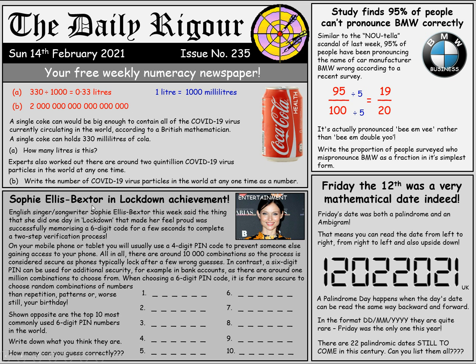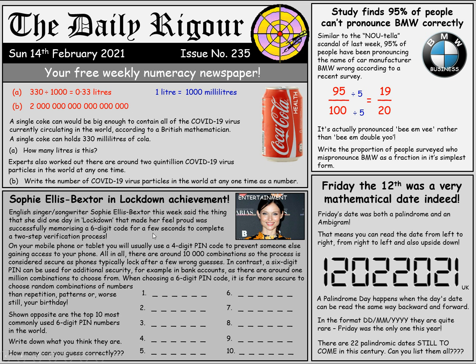So on to our entertainment story. So I think we've all felt like Sophie Ellis-Bextor at some point during one of the 2 lockdowns. That one of her achievements for the day was memorising a 6-digit code for a few seconds in order to complete a 2-step verification process. So our question is, can you guess the top 10 most frequently used PIN numbers in the world?